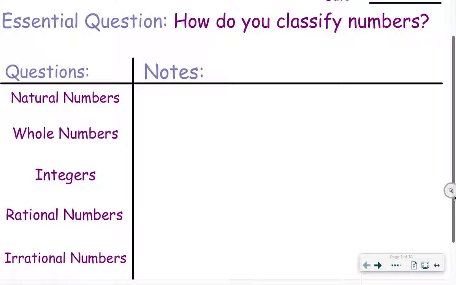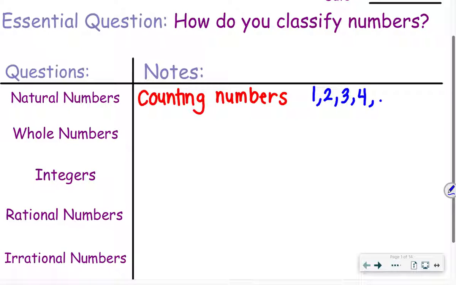Okay, so we're going to start with what natural numbers are. Natural numbers are just counting numbers. If you think about when you learned to count when you were little, you start with the number 1. So starting with the number 1, 2, 3, 4, and so on. Those are natural numbers. Those are our counting numbers.